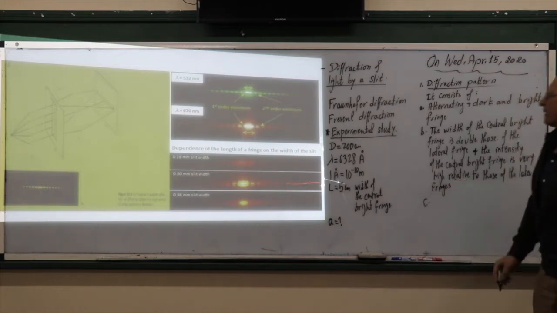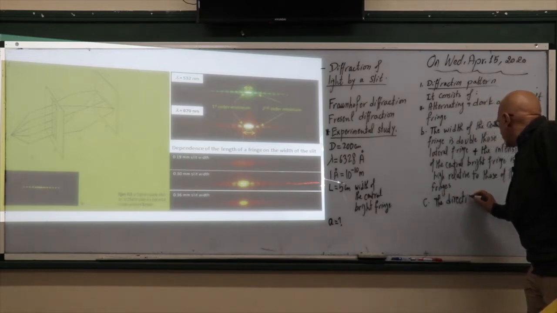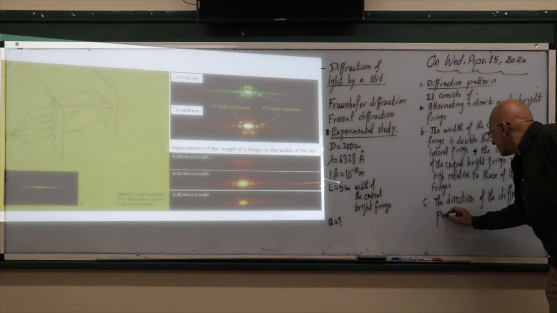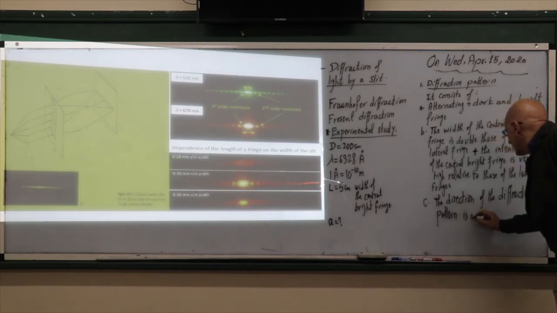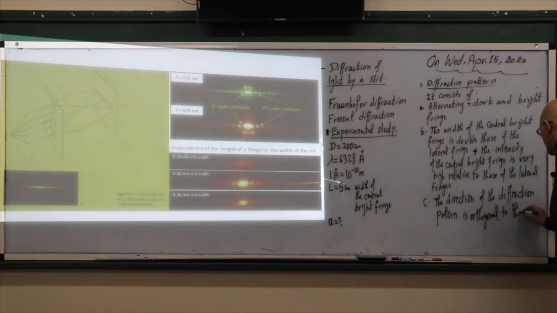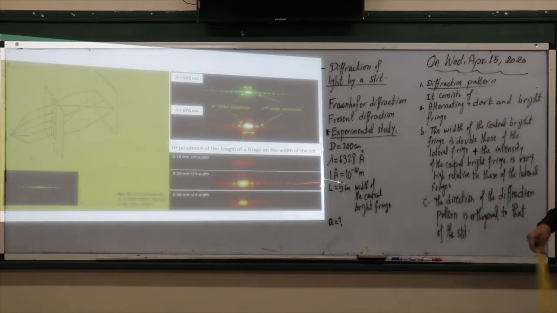See, the direction of the diffraction pattern is orthogonal to that of the slit. As we said, if the slit is vertical, the diffraction pattern is horizontal, and if the slit is horizontal, the diffraction pattern is vertical. This is what I mean by orthogonal. This is the first observation.